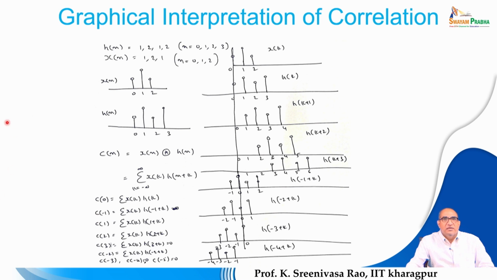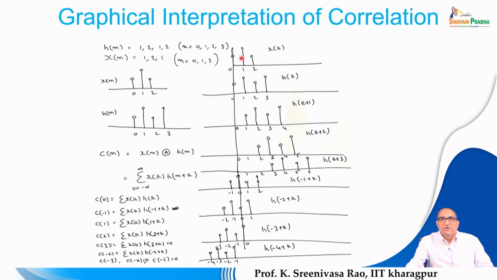So, here if you look at the same example, x of n and h of n, if you want to perform a correlation c of n, the symbol I have given, the encircled star, is the symbol for correlation. Here it is x of n correlated with h of n, and the expression for that is the summation over k from minus infinity to plus infinity of x of k into h of n plus k. This is the graphical visualization of that.